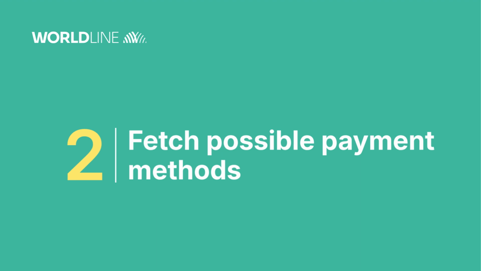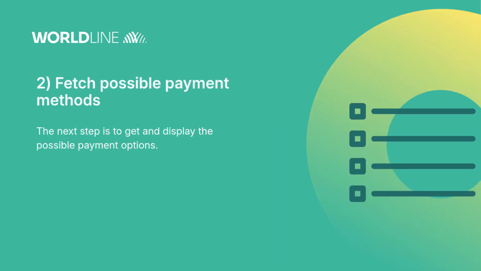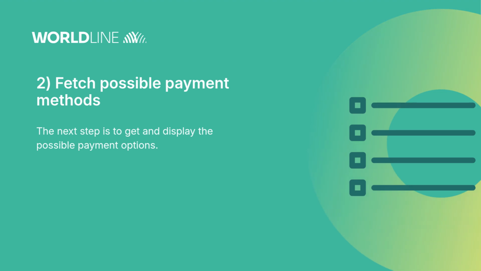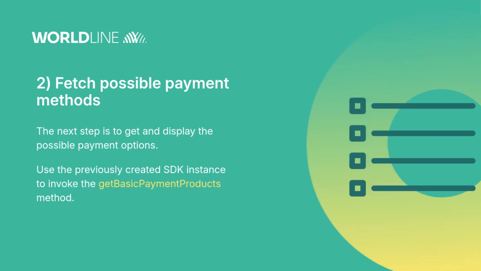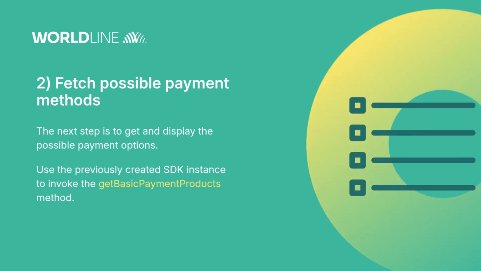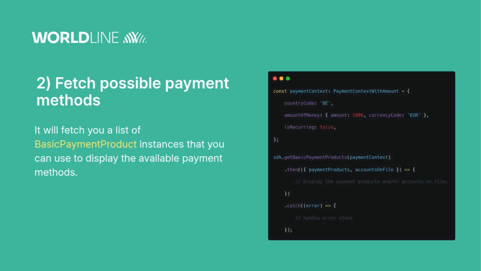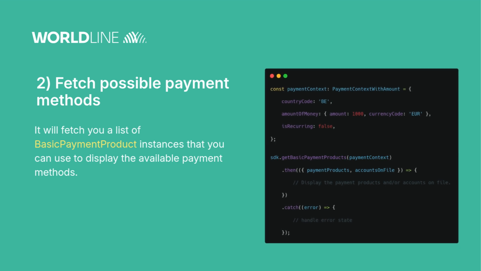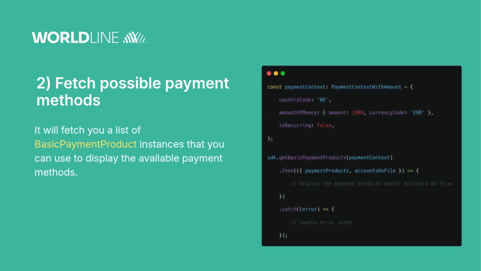Fetch possible payment methods. The next step is to get and display the possible payment options. Use the previously created SDK instance to invoke the getBasicPaymentProducts method. It will fetch you a list of basic payment product instances that you can use to display the available payment methods.